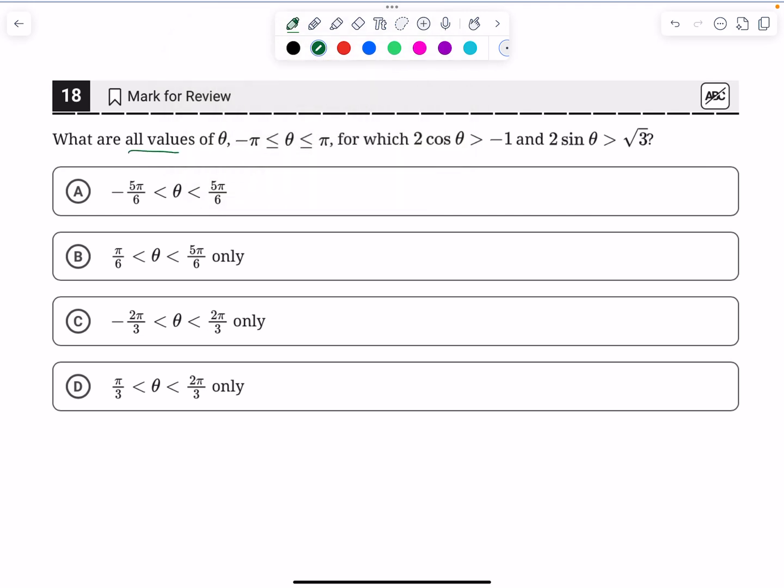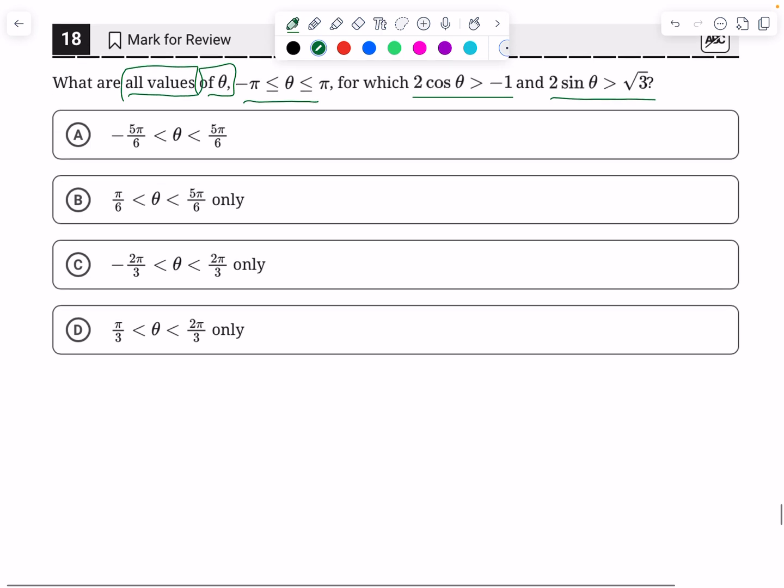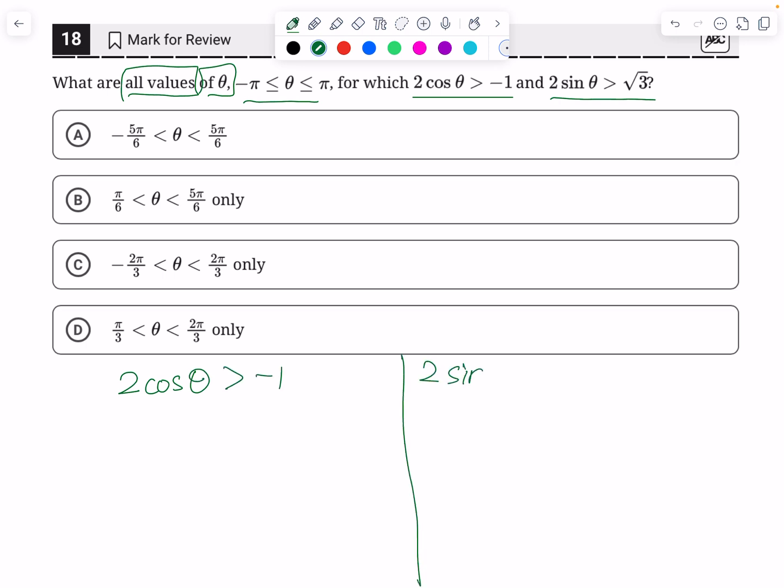What are all values of theta, negative pi is less than or equal to theta is less than or equal to pi, for which 2 cosine theta is greater than negative 1 and 2 sine theta is greater than square root of 3? So let's write this down. 2 cosine theta is greater than negative 1, and we have 2 sine theta is greater than square root of 3.